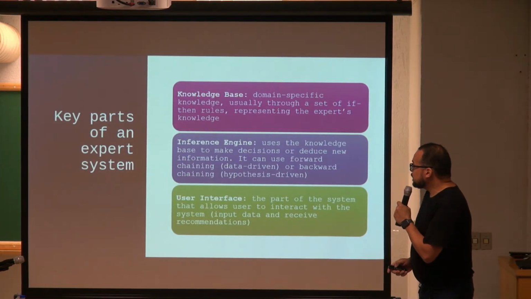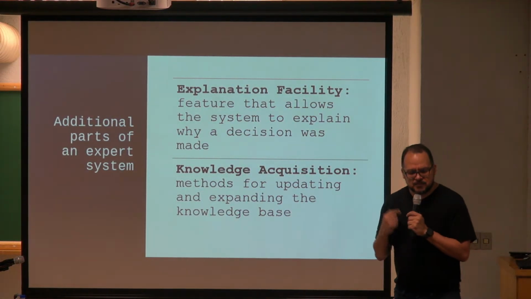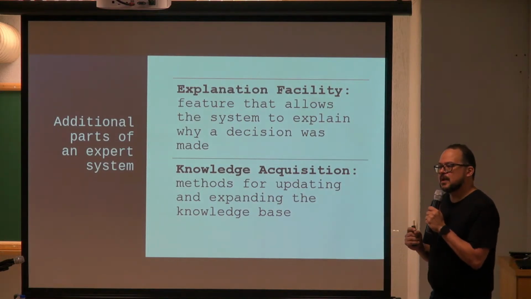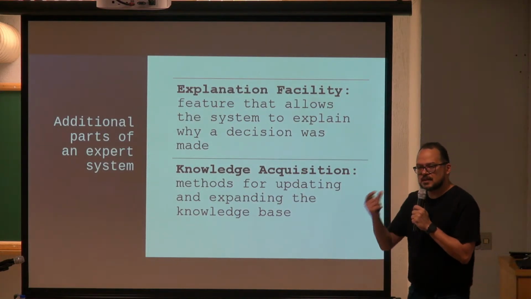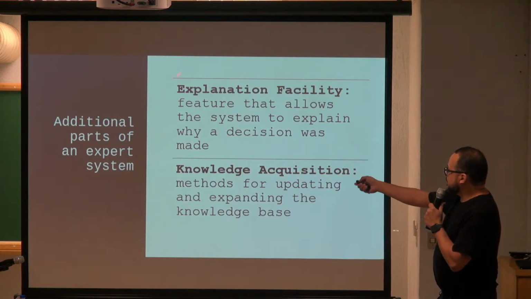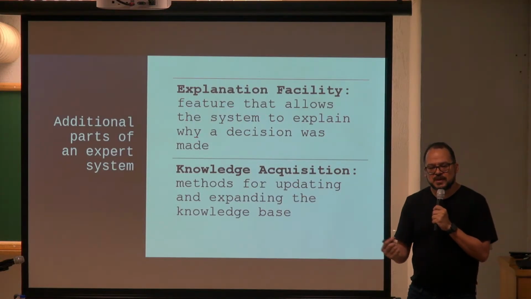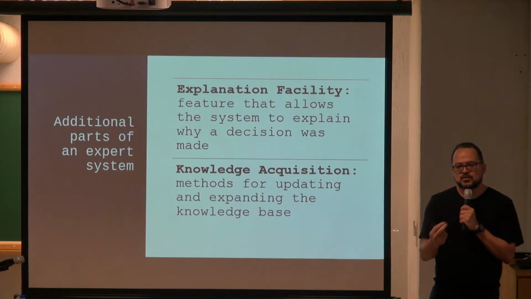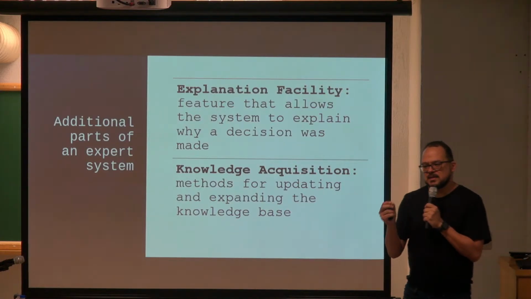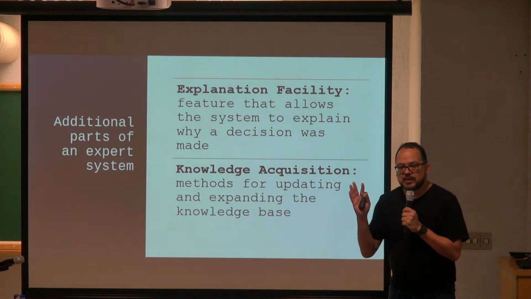Now, there are two other bits of information that might be interesting, but they are not necessarily in every single expert system, which is an explanation facility. That's a feature that would allow the system to explain to the user why it is taking that particular decision. So I'll give you an idea.